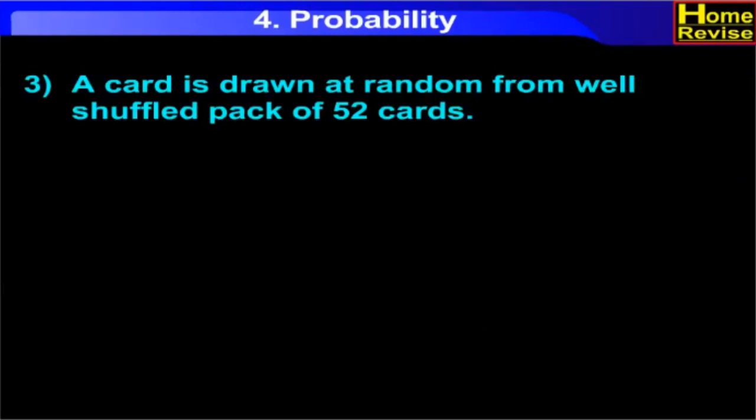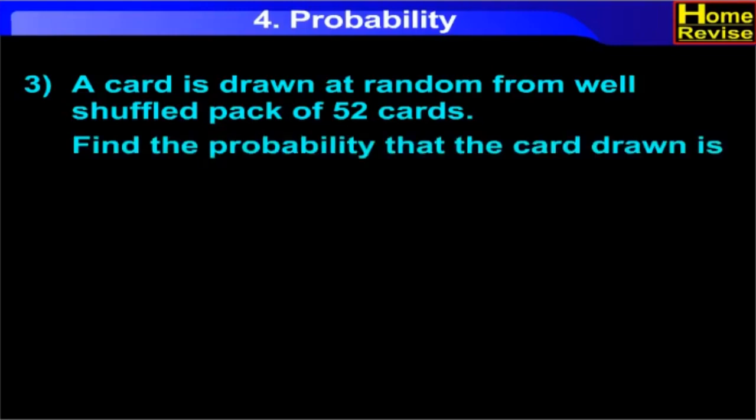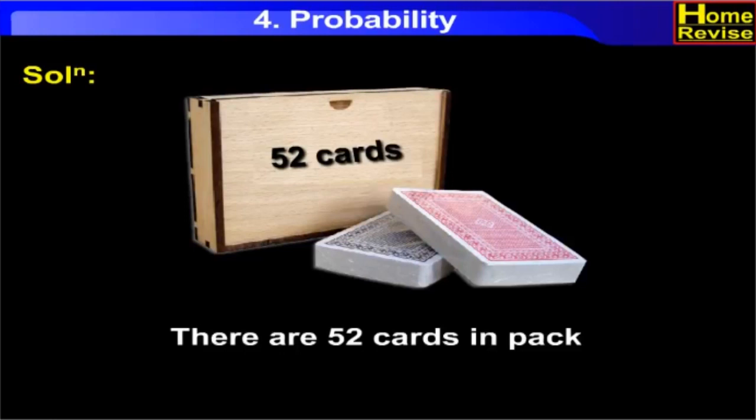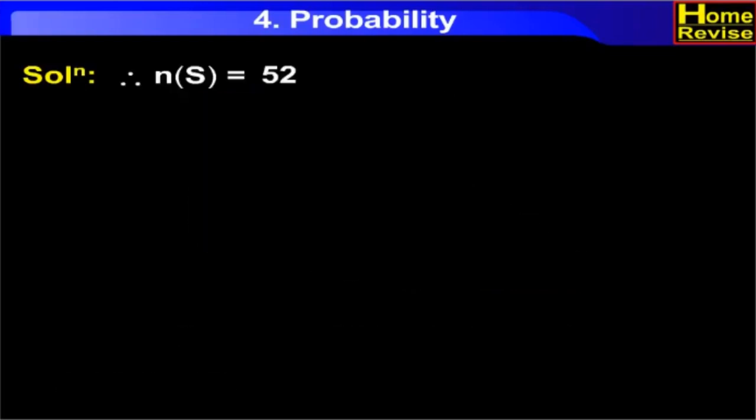A card is drawn at random from well-shuffled pack of 52 cards. Find the probability that the card drawn is number 1, a spade, and number 2, not of diamond. Solution. There are 52 cards in a pack. Therefore, n(S) is equal to 52. Now, let us find the probability of the given events.